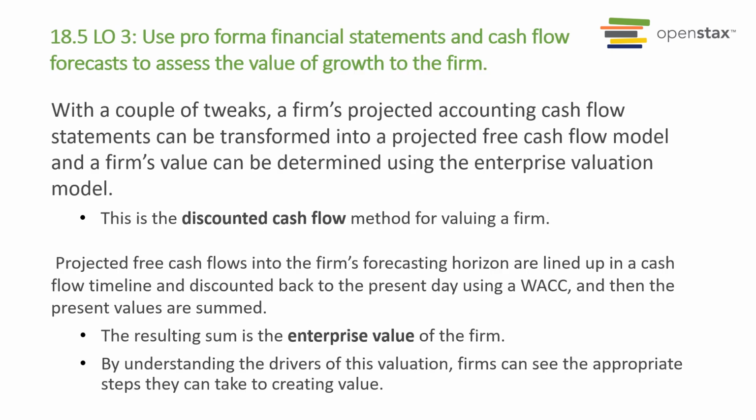With a couple of tweaks, the firm's projected accounting cash flow statements can be transformed into a projected free cash flow model, and a firm's value can be determined using the enterprise valuation model. This is a discounted cash flow method for valuing a firm. Projected free cash flows into a firm's forecasting horizon are lined up in a cash flow timeline and discounted back to the present day using a WACC, and then the present values are summed. The resulting sum is the enterprise value of the firm. By understanding the drivers of this valuation, firms can see the appropriate steps they can take to create value.